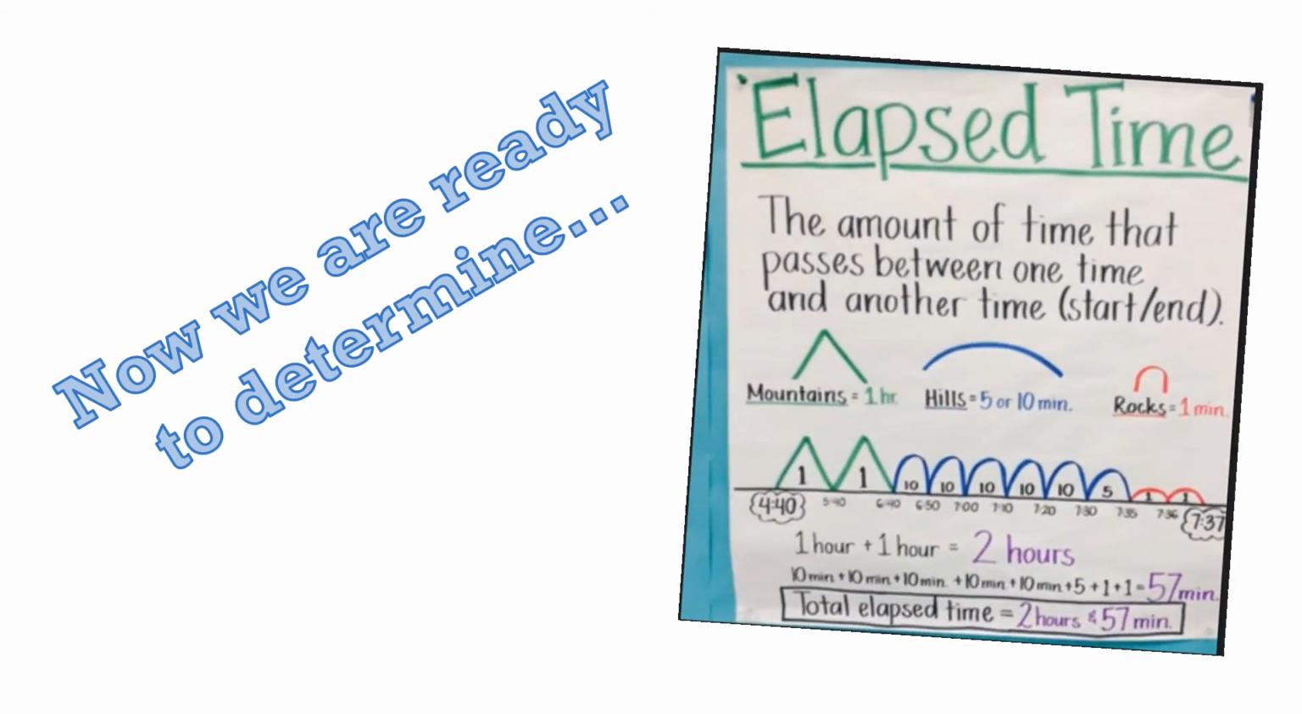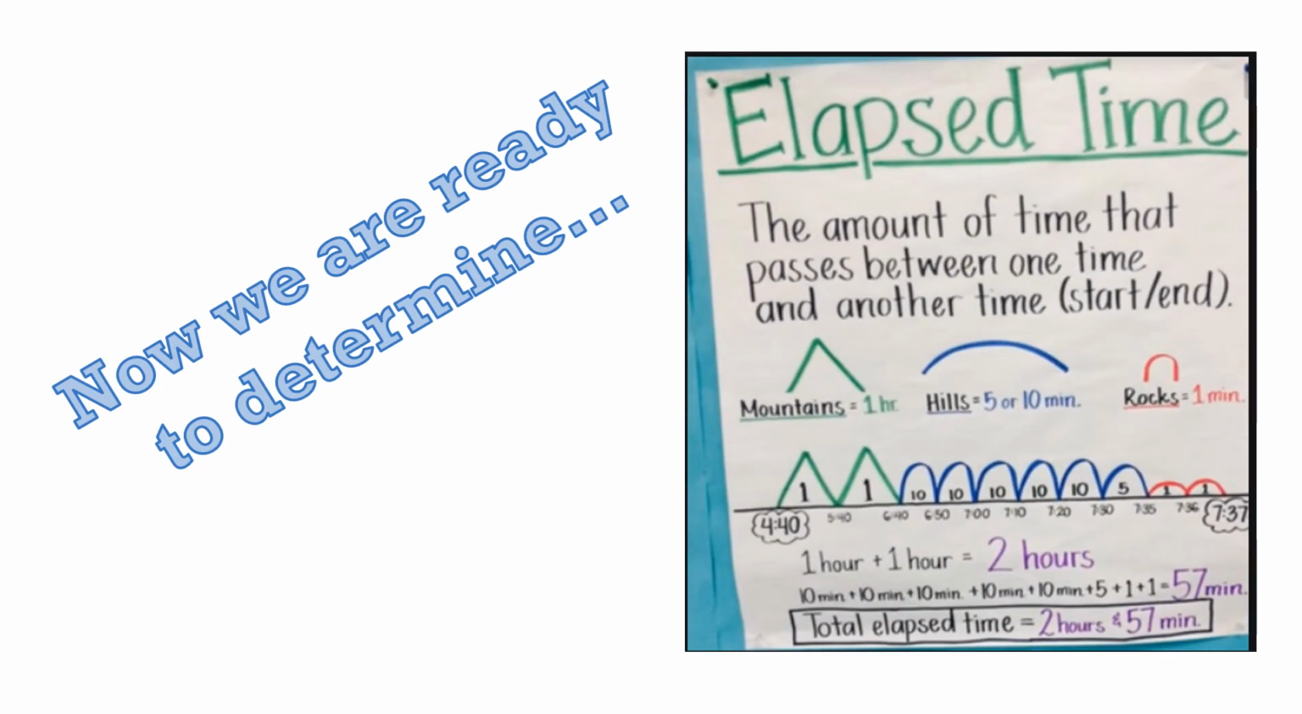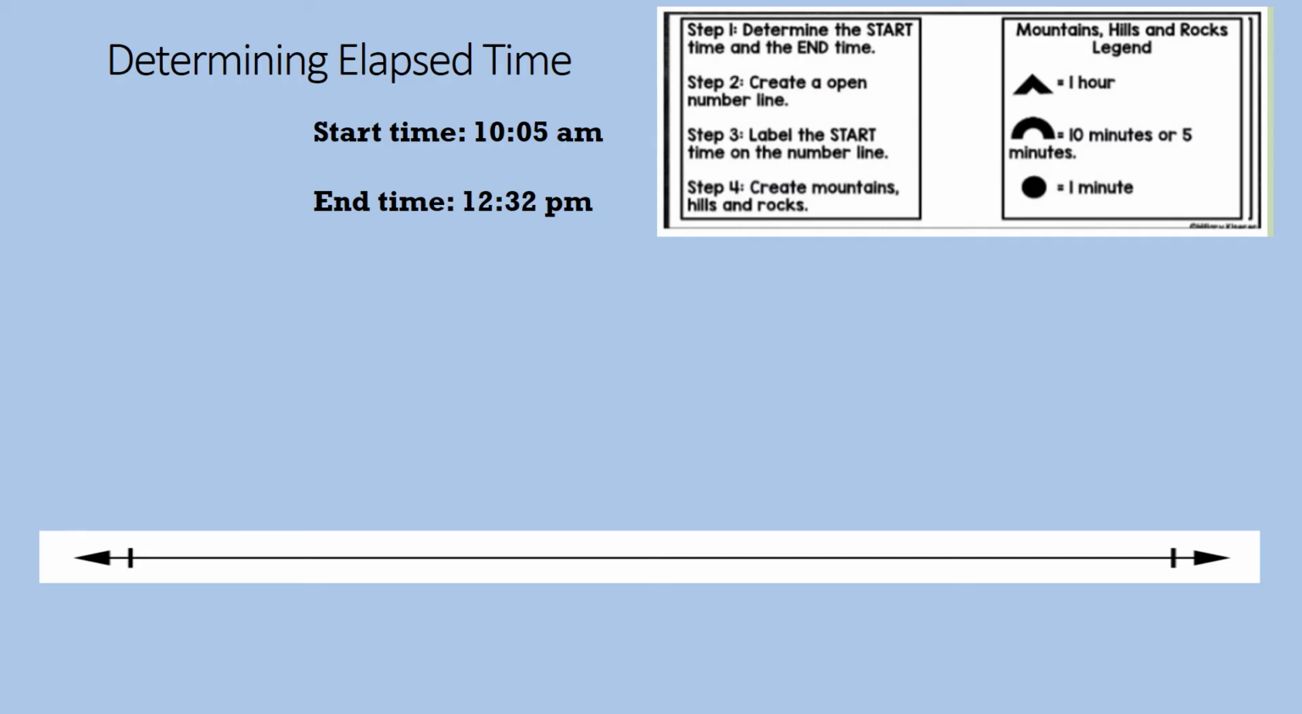Okay, now we are going to determine elapsed time. Remember, that's the amount of time that passes between one time and another time, between a start and an end. And we use the symbols, mountains, hills, and rocks, to help us figure it out. So for this first one, our step 1, determine the start and the end time, which I'm giving you. And then we're going to draw it on a number line. And the first thing we have to do is put our start time on the number line. So we're going to put 10:05 on the number line.